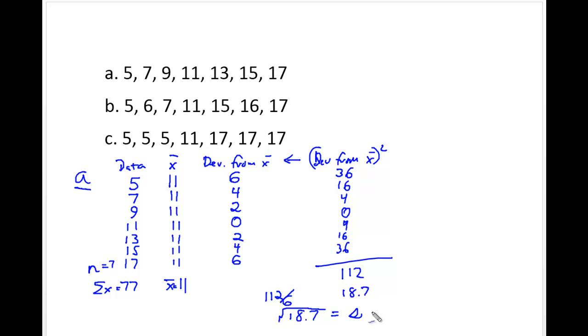So 18.7, which I've rounded, for the square root. I know you could type in 18 2/3 and get a little bit more accurate answer than I am getting, but my standard deviation is going to be approximately 4.32. And that's how we find it. 4.3 if we're actually doing our rounding correctly. So this is my standard deviation of set A. Set A standard deviation is 4.3.